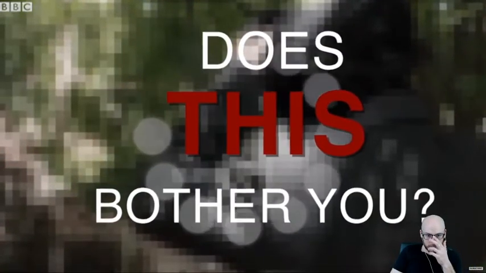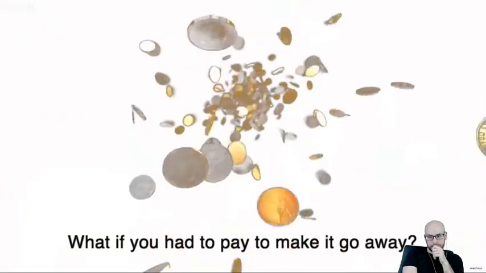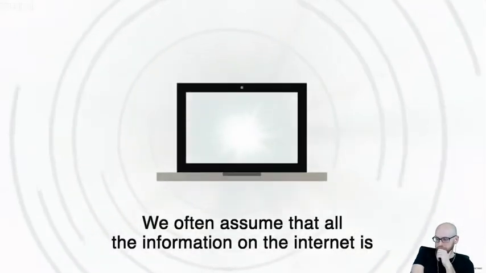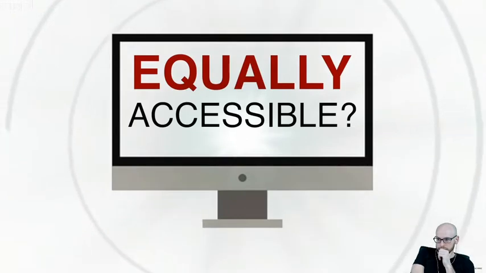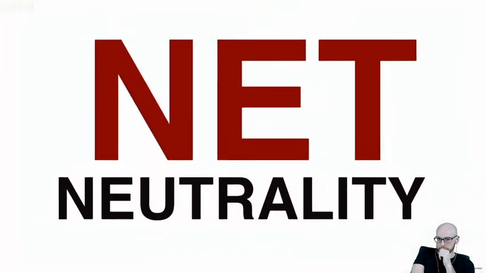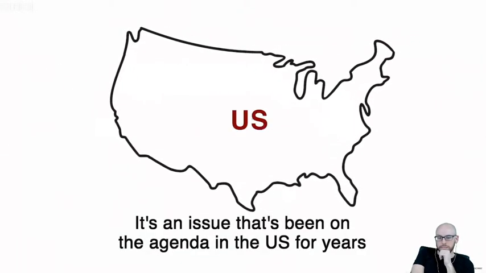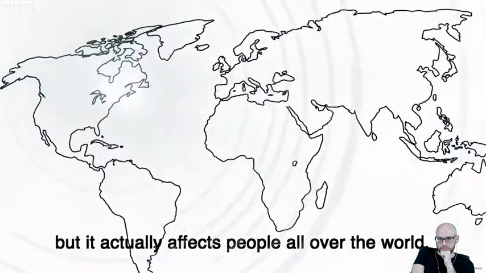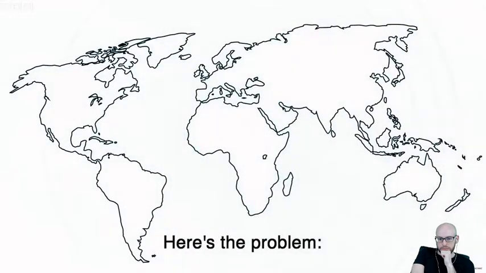Does this bother you? What if you had to pay to make it go away? We often assume that all the information on the internet is equally accessible. It's not quite as simple as that, but this ideal is the basis of net neutrality. It's an issue that's been on the agenda in the US for years, but it actually affects people all over the world. Here's the problem.